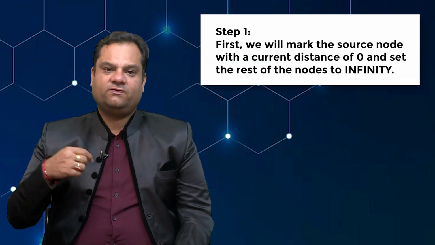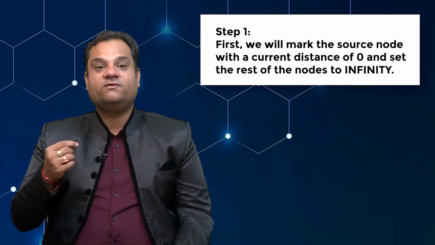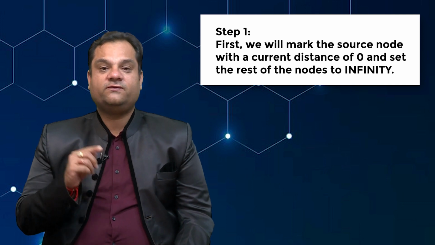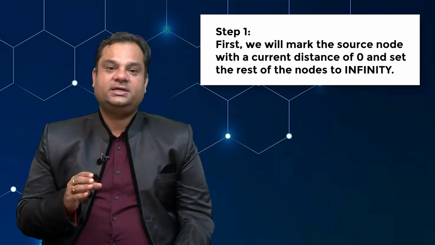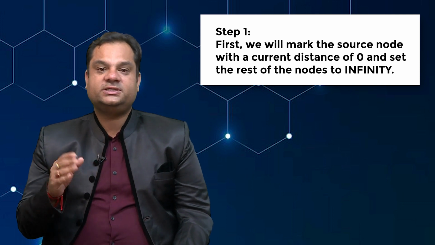So, having understood Dijkstra's algorithm, we can go for the example. Before starting the example, we have the following steps that we will follow to implement Dijkstra's algorithm. In step 1, we will mark the source node with a current distance of 0 and set the rest of the nodes to infinity.